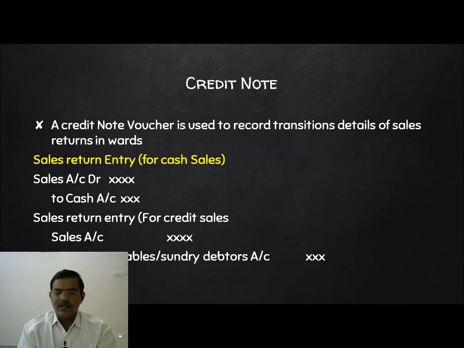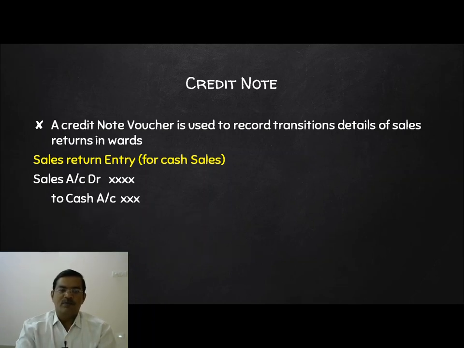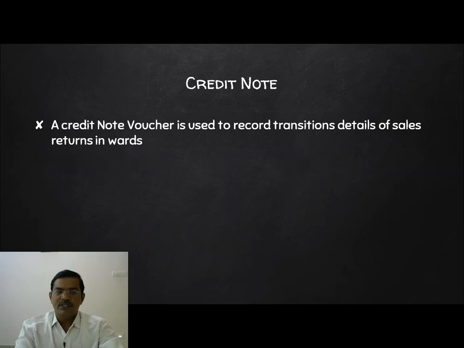If there are any contra transactions, like cash to bank, bank to bank, or bank to cash, in this case we use the contra voucher. If there are any receipts, we can use the receipt voucher. If there are any payments, we can use the payment voucher. So this is how we use them.